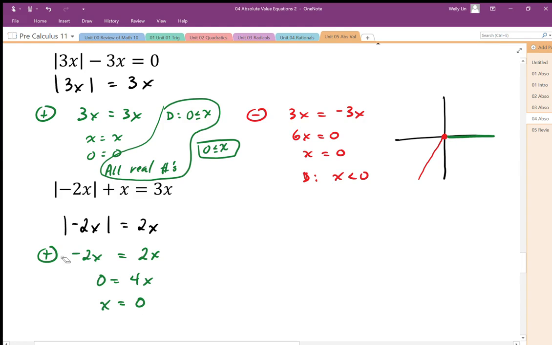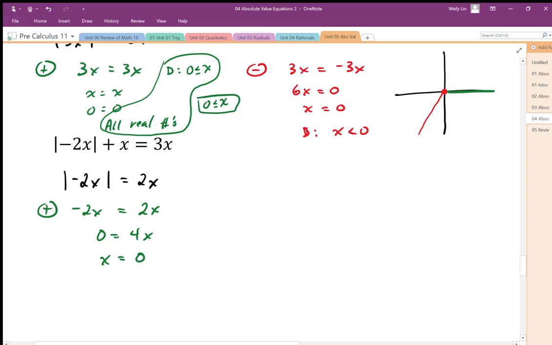Now technically this could be our negative version, but if we put it with our domain, since it's 2x, x is less than or equal to 0, this is going to be our domain. X is equal to 0. For the negative version, we end up with negative 2x equals negative 2x. Well, when is negative 2x equal to negative 2x? We can reduce it to 0 equals 0, which means x is all real numbers.